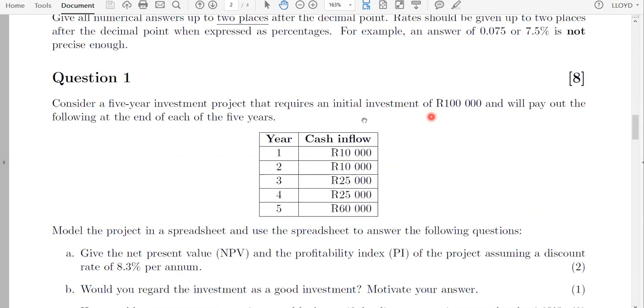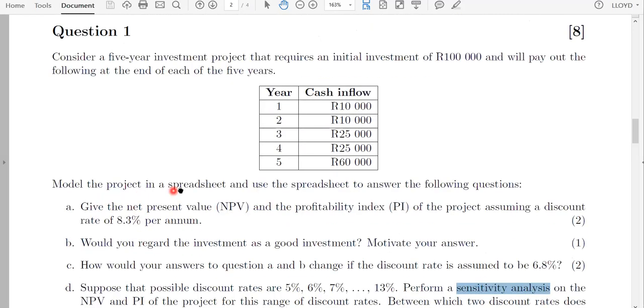Then question number 1 says, consider a 5-year investment project that requires an initial investment of 100,000 and will pay out the following at the end of each of the 5 years. So we are given cash flows here from year number 1 up to year number 5, together with the initial investment, which is an outflow. Model the project in a spreadsheet and use the spreadsheet to answer the following questions.